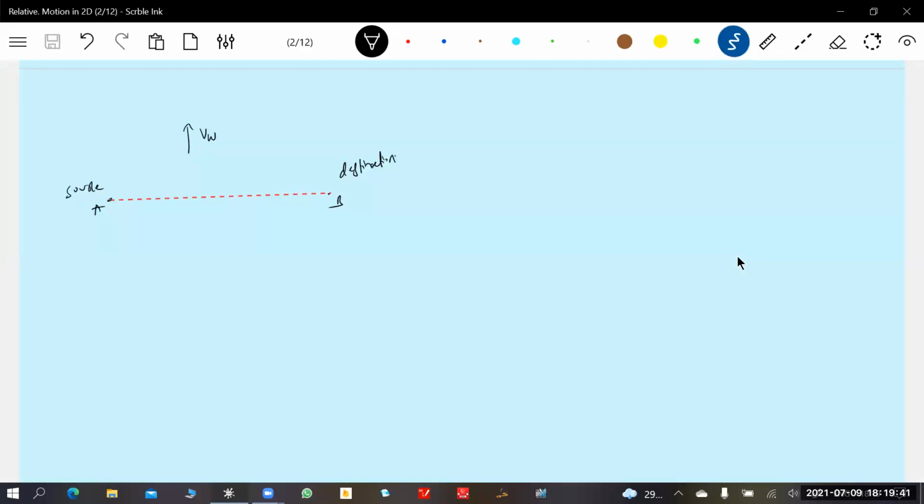Onwards it starts. So actually, I'll go for the vector diagram. Let the diagram be as it is. A, this is B. Let's take the vector diagram. Okay, this is the velocity of aircraft with respect to wind. Velocity of wind is like this.